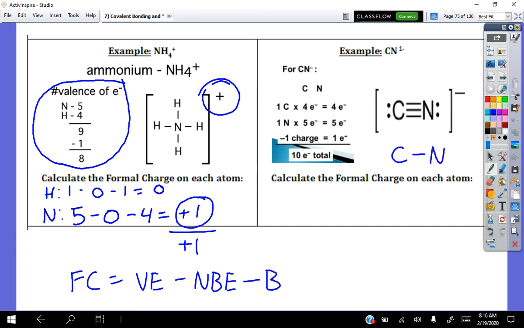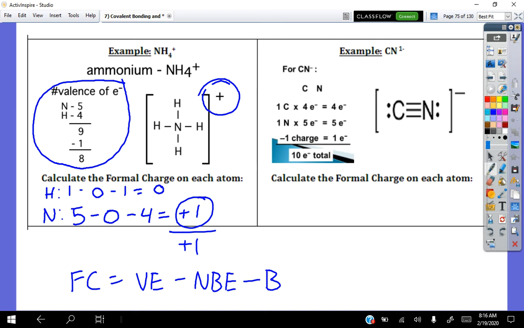If I were to draw this from scratch, I have my skeleton here. I've used 2 of my 10. I go through and I can do my octet. Now I've used 8 out of my 10, and I only have 2 left for carbon. Obviously, this does not satisfy the octet rule, so we have to form some multiple bonds here. So I'm going to take a pair and make a bond. Still not enough, so I have to take another pair and make another bond. And that's where the triple bond comes from in my cyanide molecule.